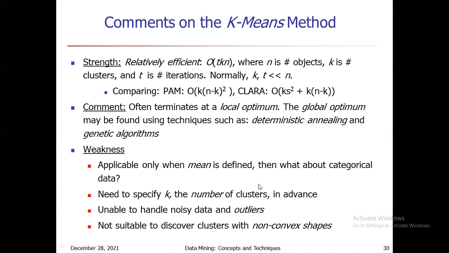So these are the comments on the k-means method. We have some advantages and some disadvantages. The disadvantages are that it is applicable only when the mean is defined, so what about categorical data? We need to specify k, the number of clusters, in advance. It is unable to handle noisy data and outliers, and not suitable to discover clusters with non-convex shapes.